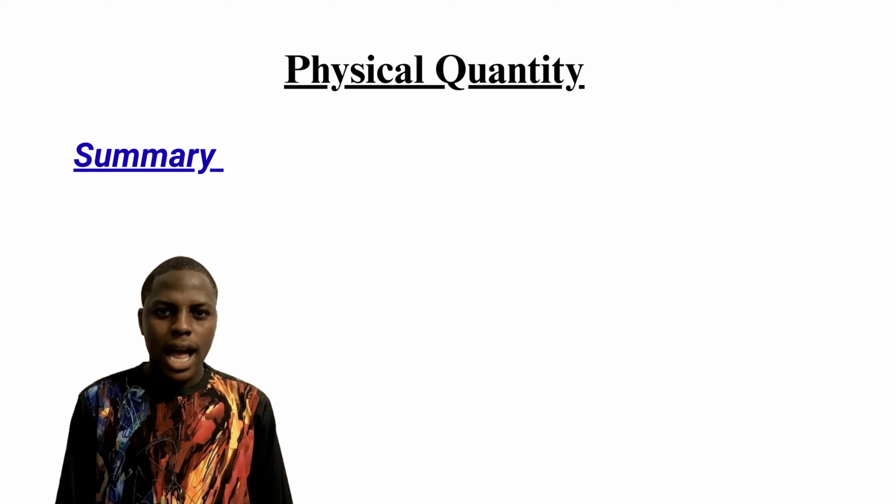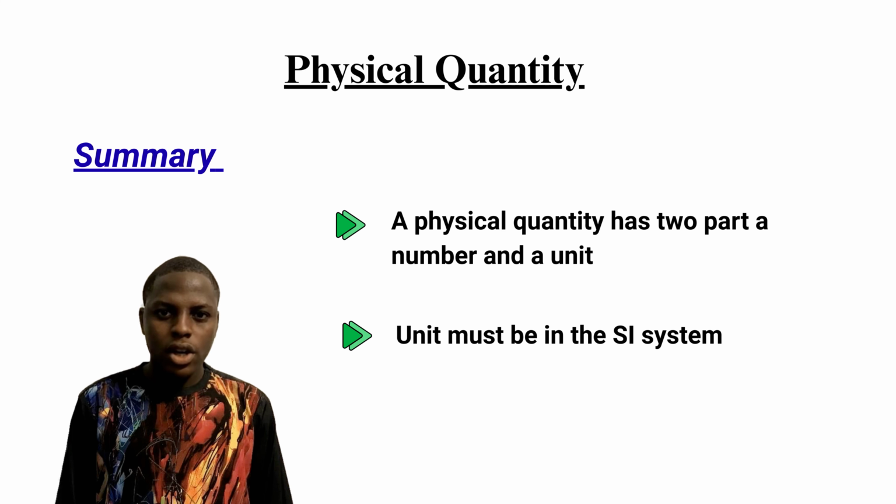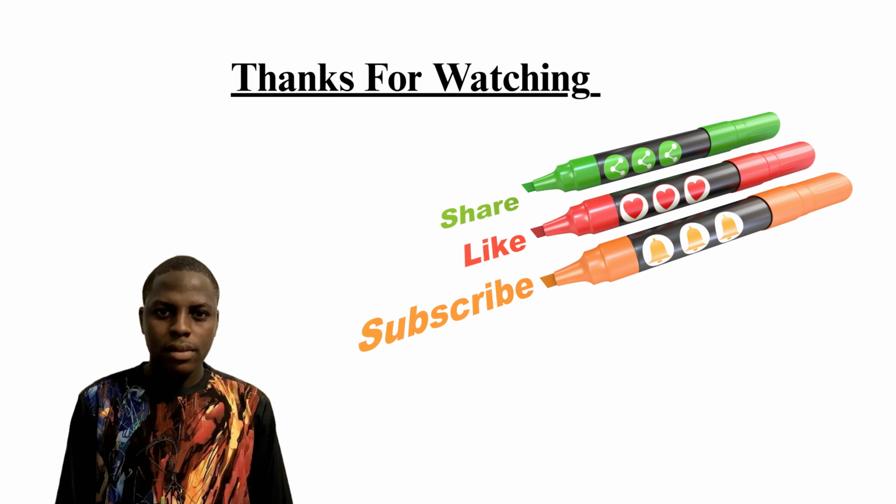Let's quickly recap what we've learned. A physical quantity has 2 parts, a number and a unit. Units must be in the SI system for clarity and consistency. There are 7 fundamental quantities which cannot be broken down further. Every other quantity, velocity, force, energy, pressure, is derived from these fundamental ones.